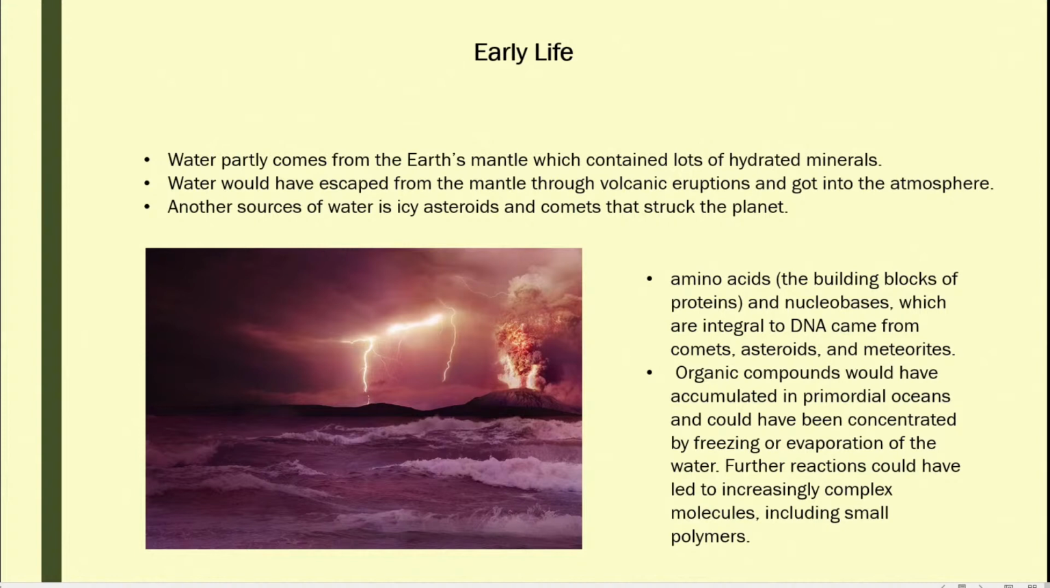Amino acids, the building blocks of proteins, and nucleobases, which are integral to DNA, came from comets, asteroids, and meteorites. So life itself was probably sent to Earth from these different comet, asteroid, and meteorite impacts. Organic compounds would have accumulated in the primordial oceans and could have been concentrated by freezing or evaporation of the water. Further reactions could have led to increasingly complex molecules, including small polymers.